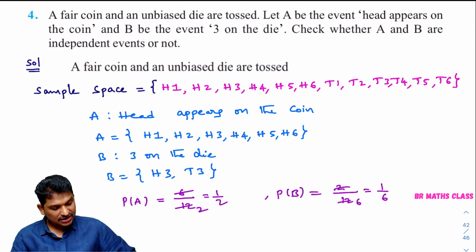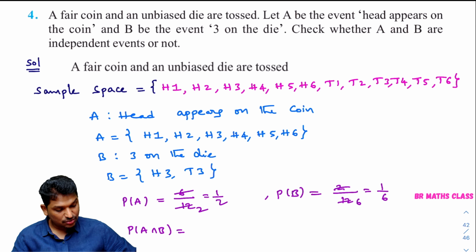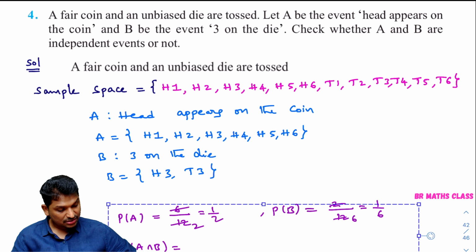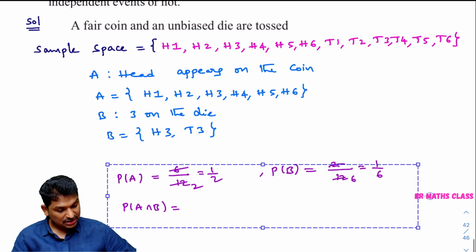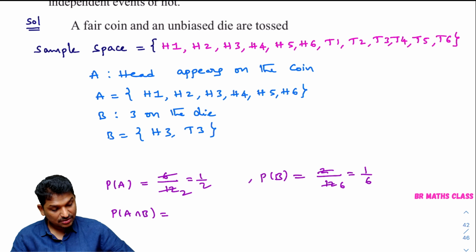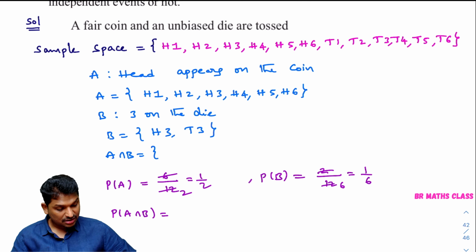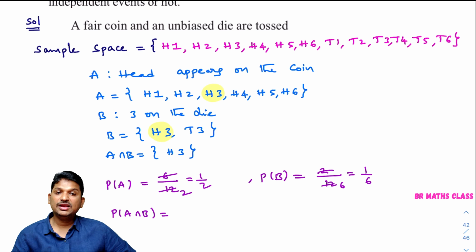Now we need to calculate the probability of A intersection B. To calculate it, I need to know what A intersection B is. So I'll write A intersection B. Observe set A and set B. In this, head comma 3 is there, and in this also it is there. So what is A intersection B? A intersection B is head comma 3. Only one element is there in A intersection B.